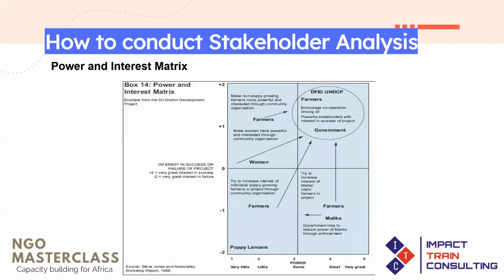Now, this is an example I just lifted off a DFID guide that I saw. It's online there. That example is from a DFID project. So the DFID project was used for that particular example that you're looking at now.